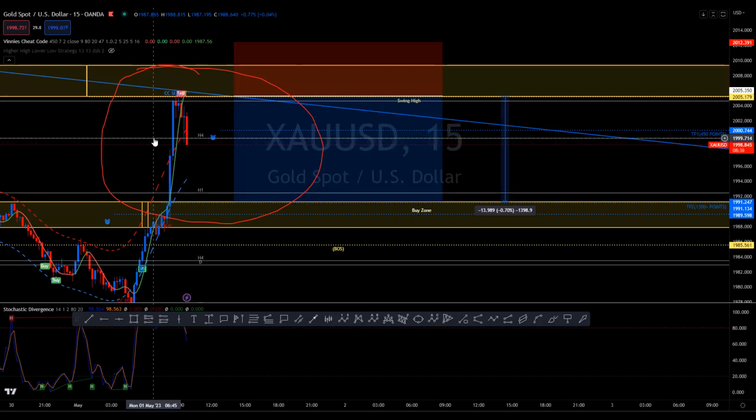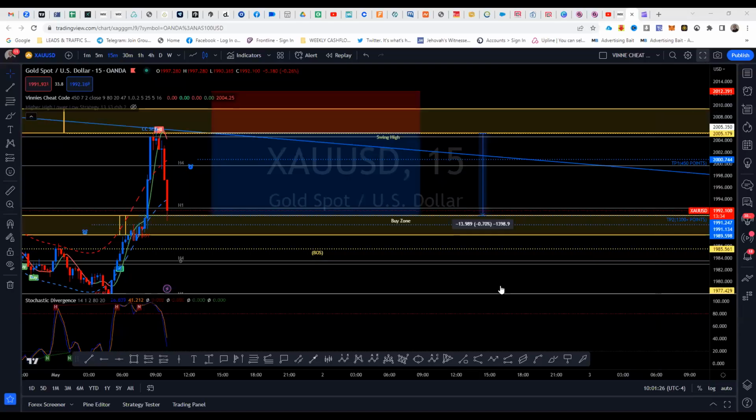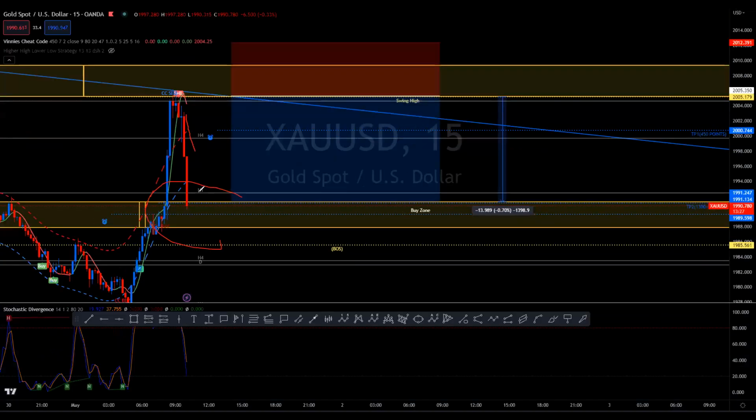I'm about to document this, so let me pause this recording. I'm going to document this and then resume. So as you can see, price dropped all the way down to this zone. We would have gotten a really, really good sell if we had held it, but it's okay. And it's still hitting this area, so that means we marked it up perfectly.